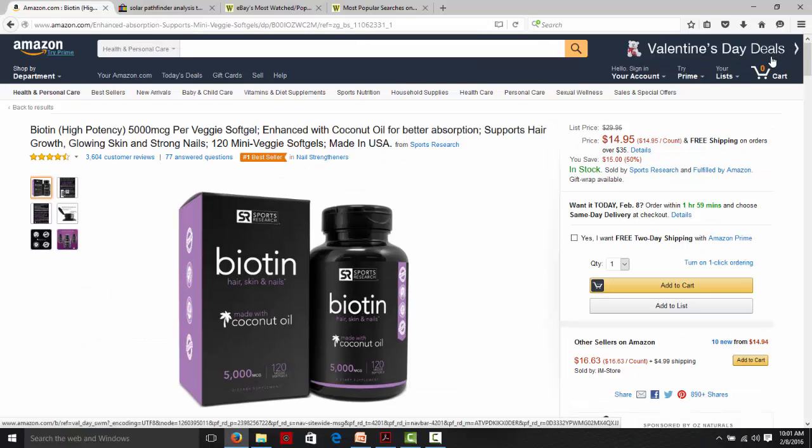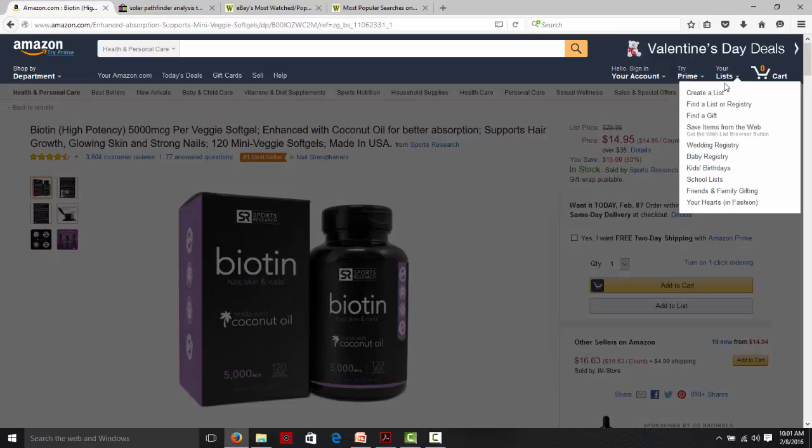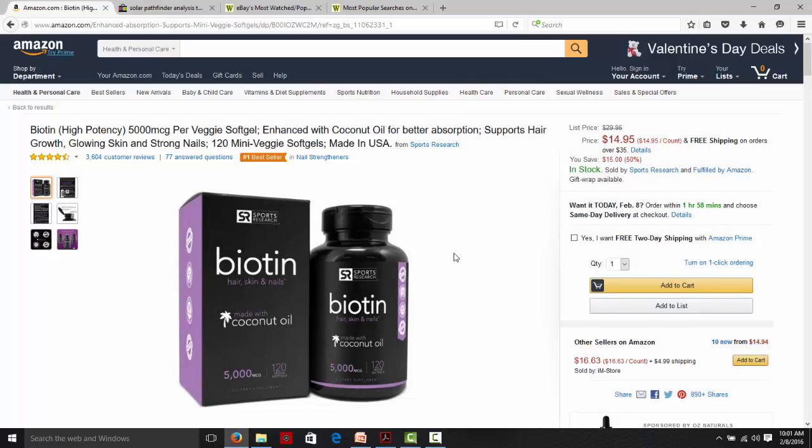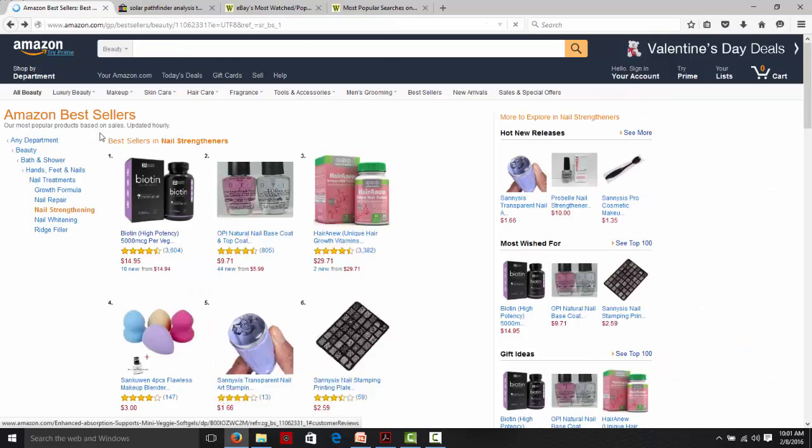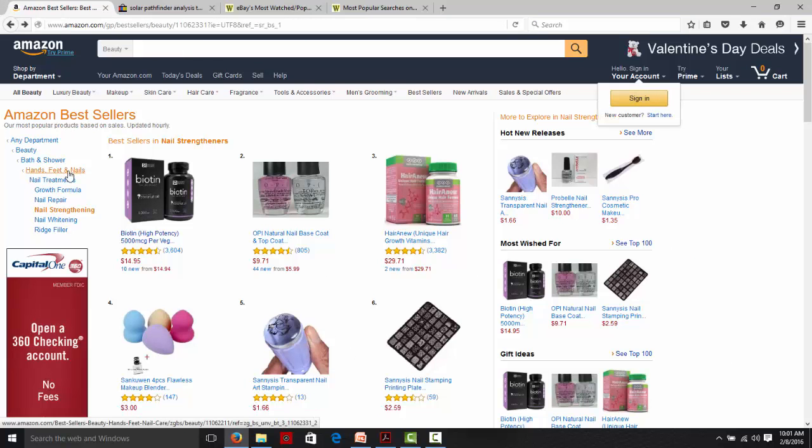There are plenty of profitable niches and angles out there, like this one, when you dig deep down into the categories right here.